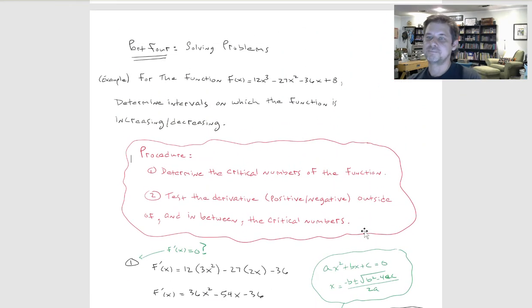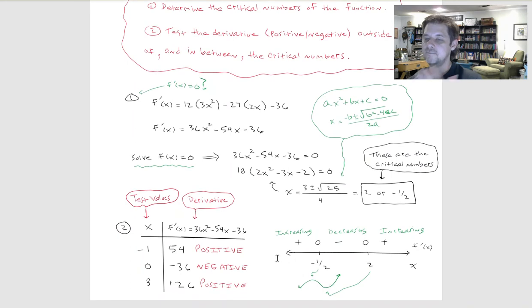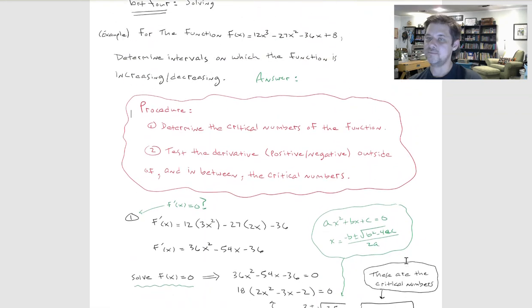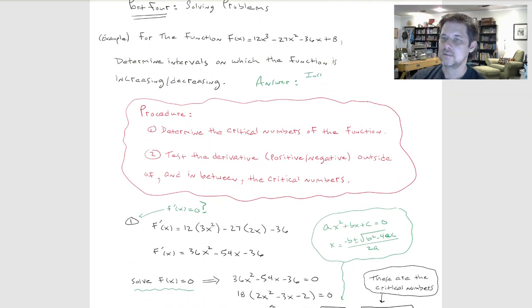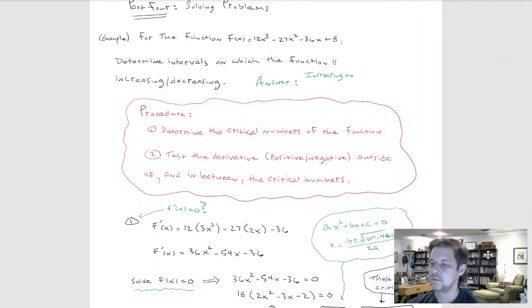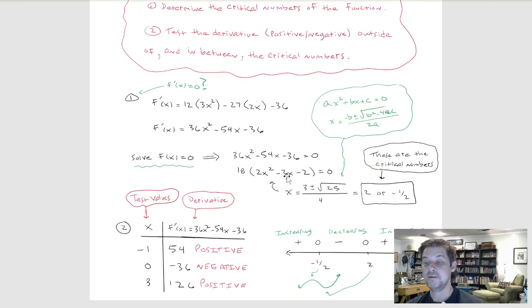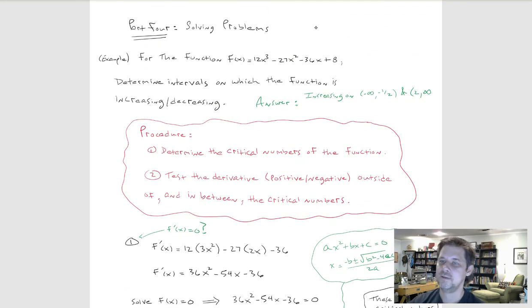So let's give our answer like this. To answer the question of where the curve is increasing versus decreasing, I'll say this. It's increasing from -infinity to -1/2, but also 2 to infinity. Increasing on -infinity to -1/2 and 2 to infinity. All right, and it's decreasing there in the middle, which is from -1/2 to 2. So decreasing on -1/2 to 2. Okay, so that's how we would report the answer.